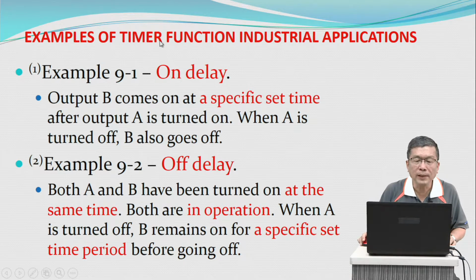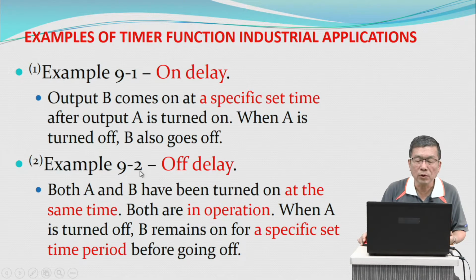Examples of timer function industrial application. Example 1. On delay. Output B comes on at the specific set time after output A is turned on. When A is turned off, B also goes off.